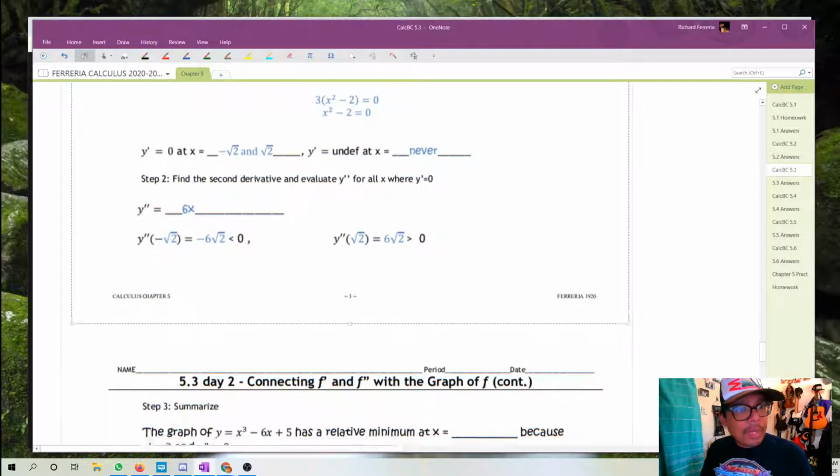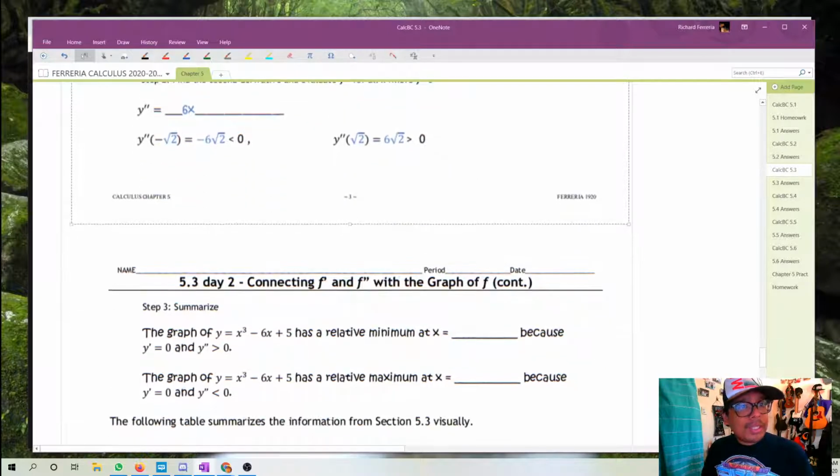Scrolling down from here, we can summarize and say that the graph of x cubed minus 6x plus 5 has a relative minimum at, and let's think, we have a relative minimum if we're concave up, and we're concave up at positive square root of 2.